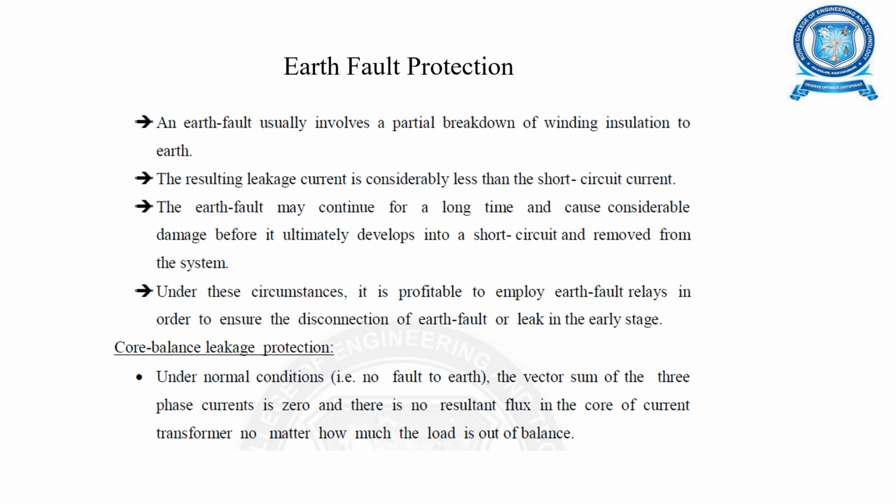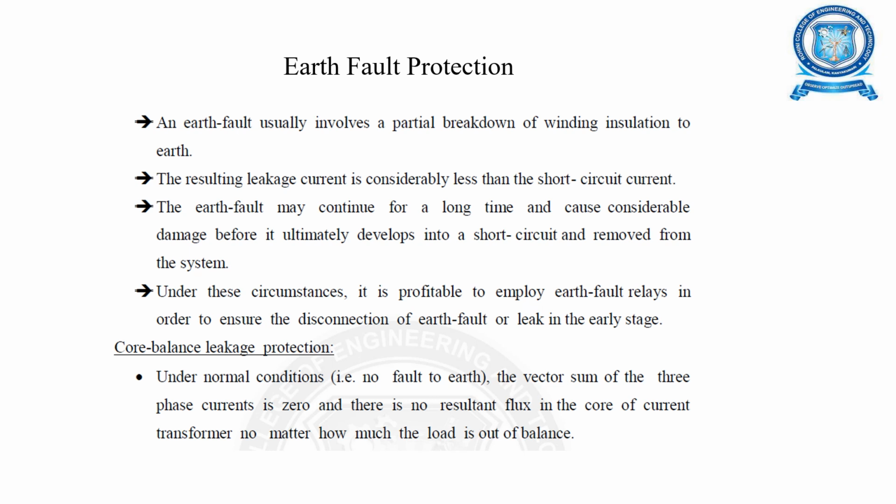Next is the earth fault protection. An earth fault usually involves a partial breakdown of winding insulation to earth. The resulting leakage current is considerably less than the short circuit current. Under these circumstances, it is profitable to employ earth fault relays in order to ensure the disconnection of the earth fault. Next is core balance leakage protection.